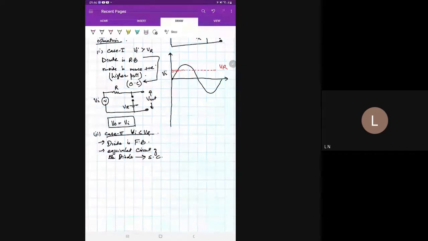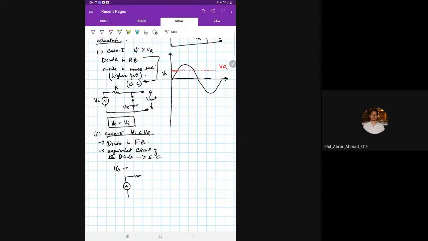Okay, then Mahvish will tell me what will be the output in this case. Yes, Mahvish, it will be equal to V reference. This is V output. So this will be your circuit now. V output here will be equal to V reference. The output will be V reference.